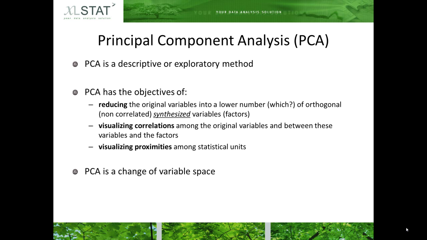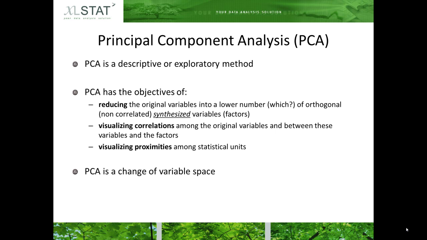Principal component analysis is a descriptive or exploratory method. It has three objectives. The first one is to reduce the original variables into a lower number of orthogonal, non-correlated variables, or factors. We also call them eigenvectors. Then we can look into the variable relationships and look at the correlation among the original variables and also between the variables and the factors. Then we can look at the grouping of samples and visual proximities among statistical units.